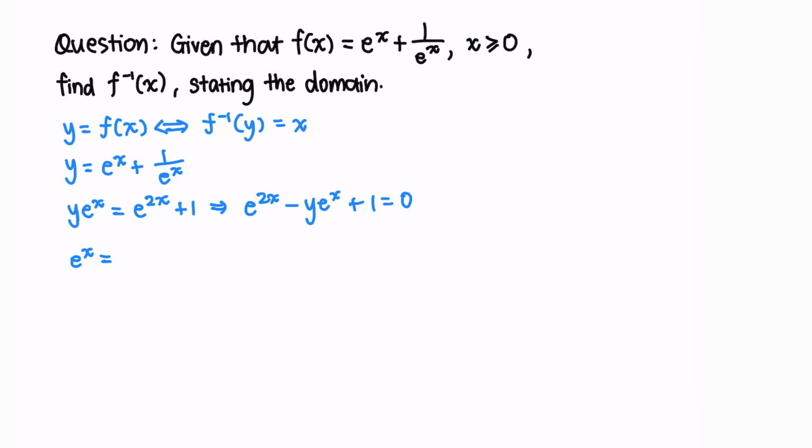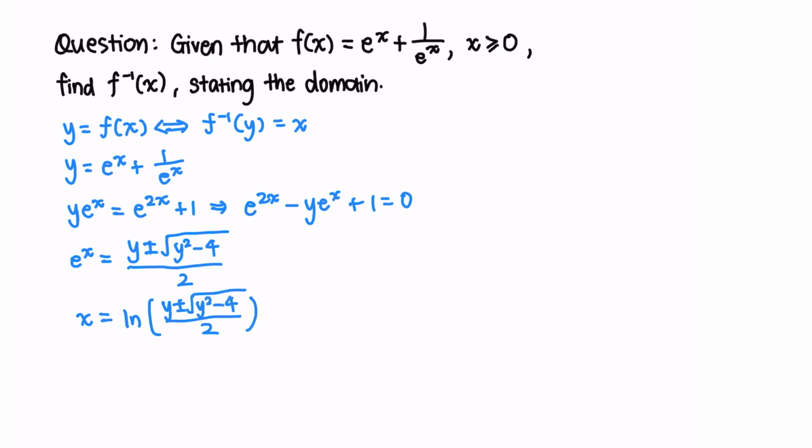e to the power x equals negative b. In this case, we are taking negative of negative y. So y plus or minus the square root of negative y squared minus 4ac, which is 4 times 1 times 1, which is just 4, over 2a. In this case, a again is 1, so it's just over 2. And to isolate the x, I'll just take ln of y plus or minus square root of y squared minus 4 over 2. Again, we look at this plus or minus and we need to get rid of one of them.